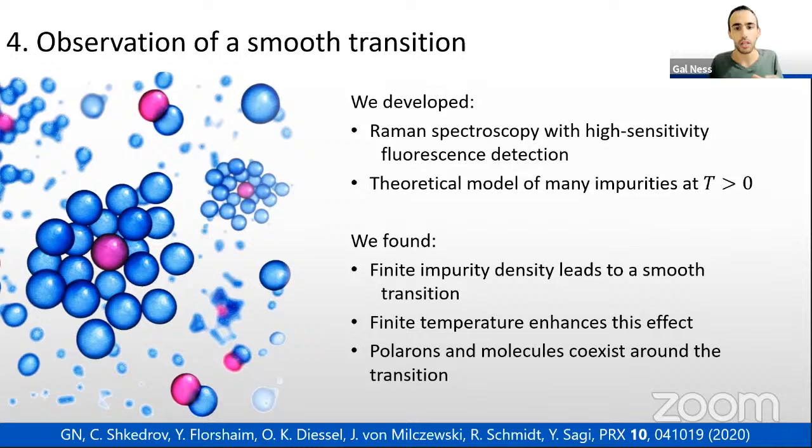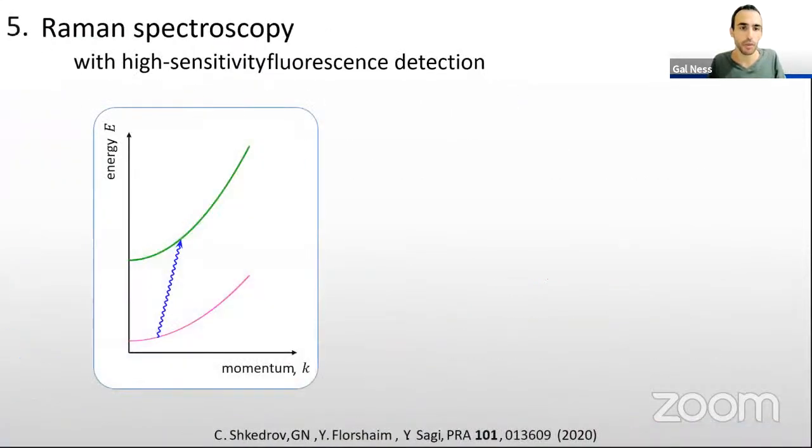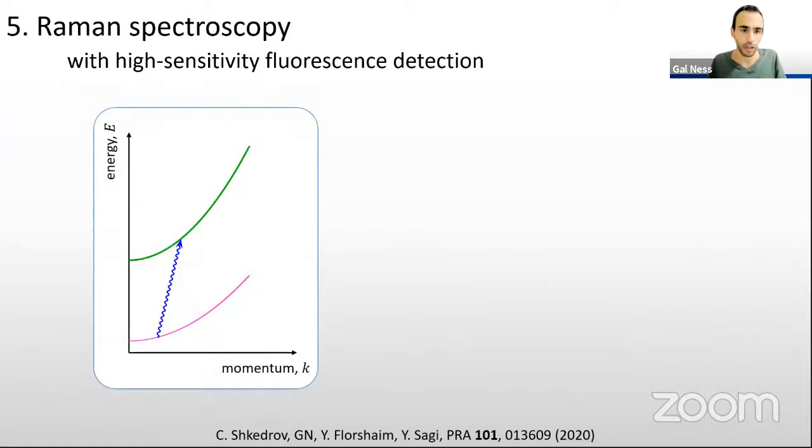Interestingly, we see that around the transition, we have a coexistence regime where polaron and molecule quasi-particles live together. But most importantly, this first point, that it's the bare quantum statistics, the finite concentration of impurities, that results in a smooth transition. That means that in any realistic experimental system, we will find a smooth transition because there are many impurities.